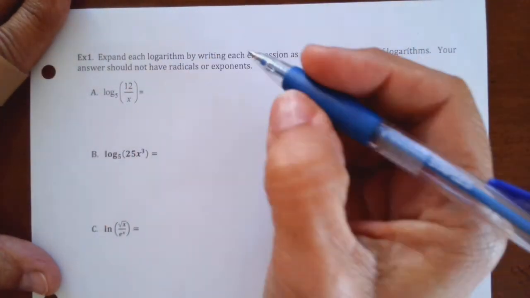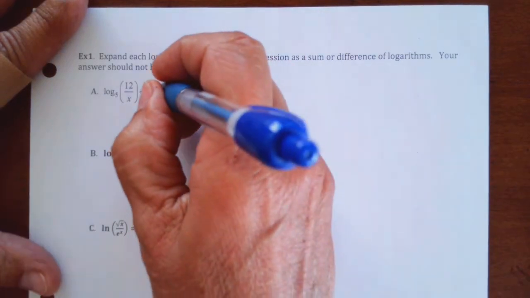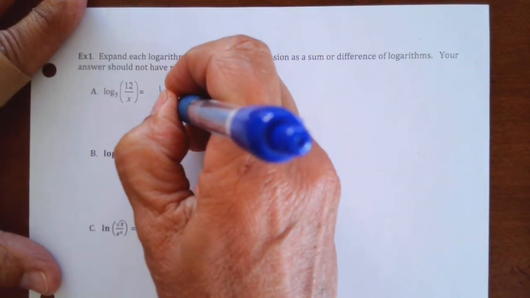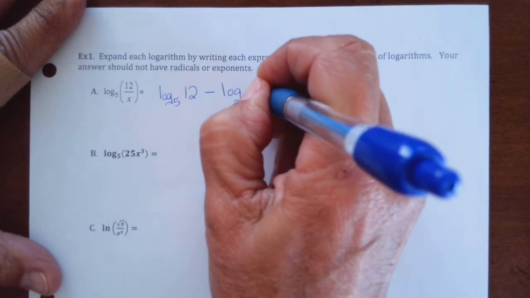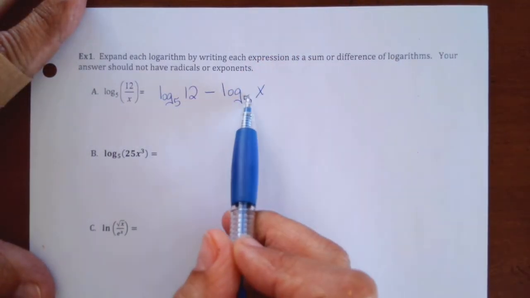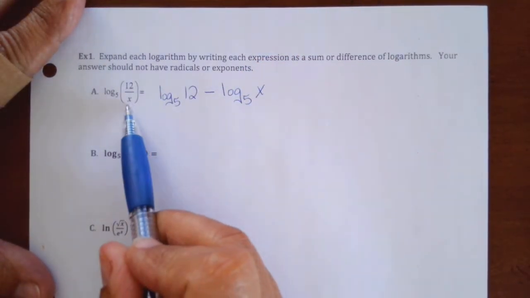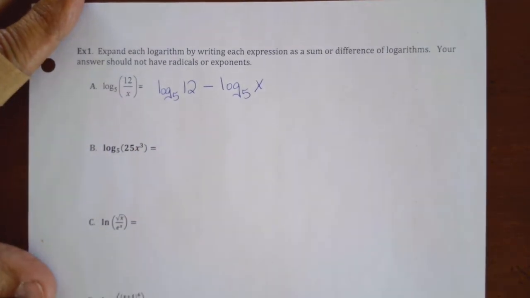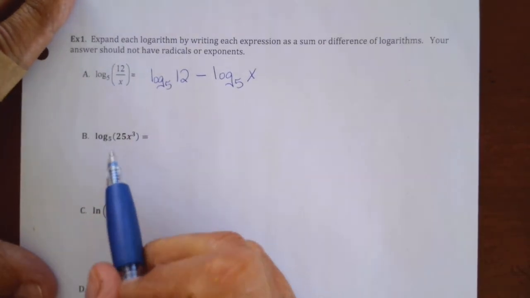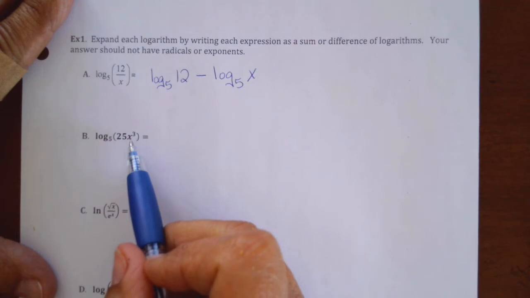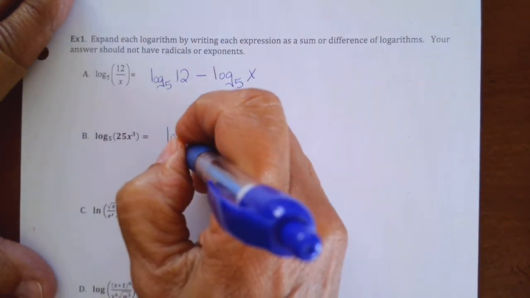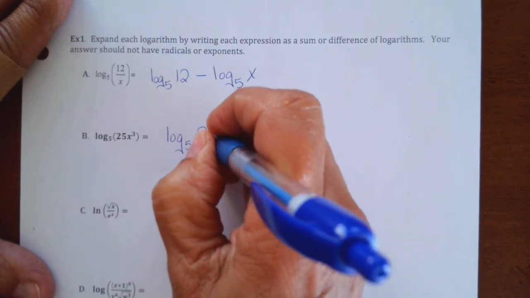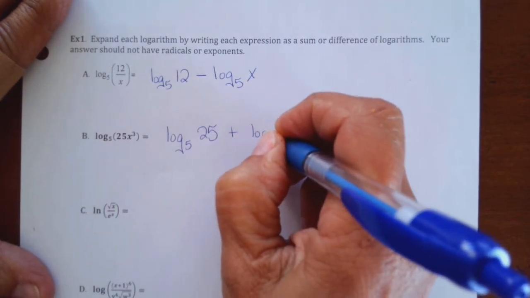So when you have the log being divided, you can break that up into the log of the top, always the top, and then minus the log of the bottom. So again, two logs being subtracted is the same thing as one log being divided. Okay. All right. So now we have 25 times x cubed. Since that's a product, we're going to break this up by adding. So the log of the first plus the log of the second.